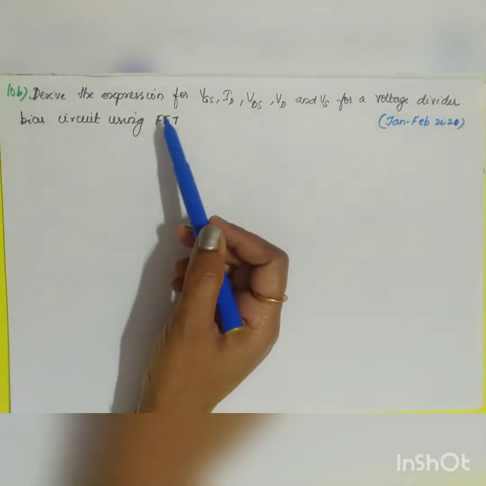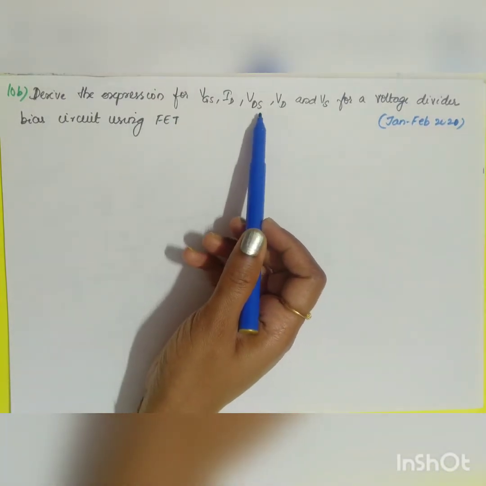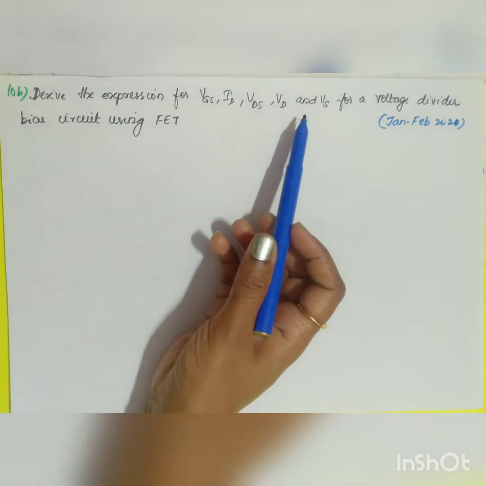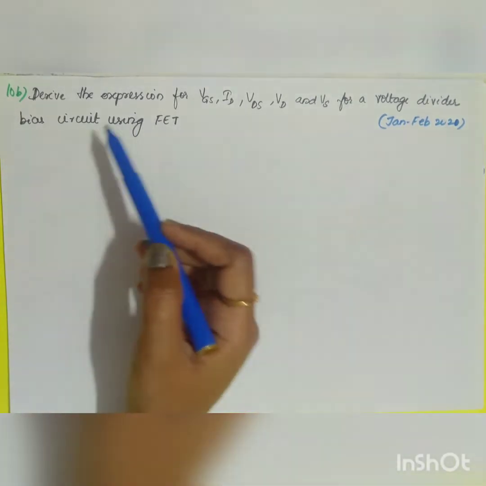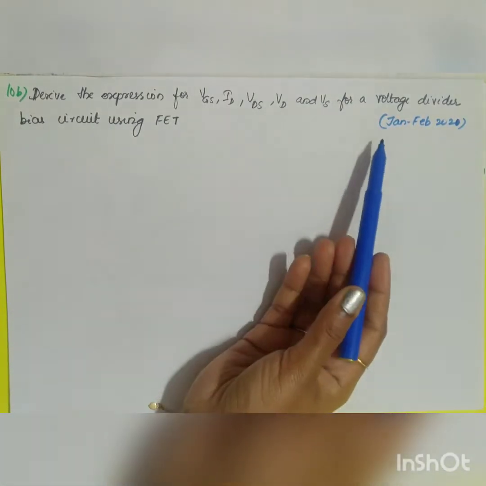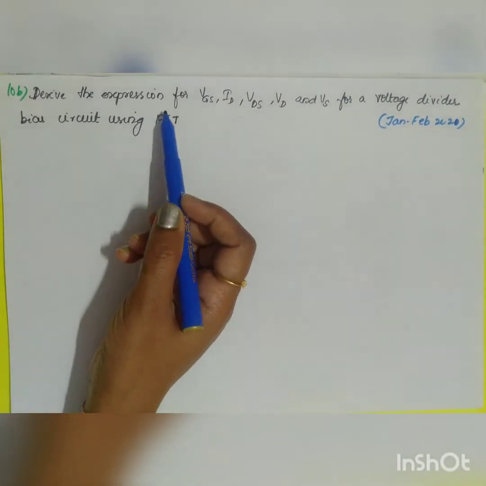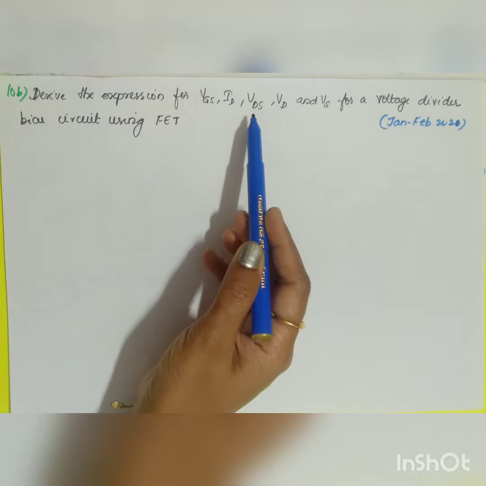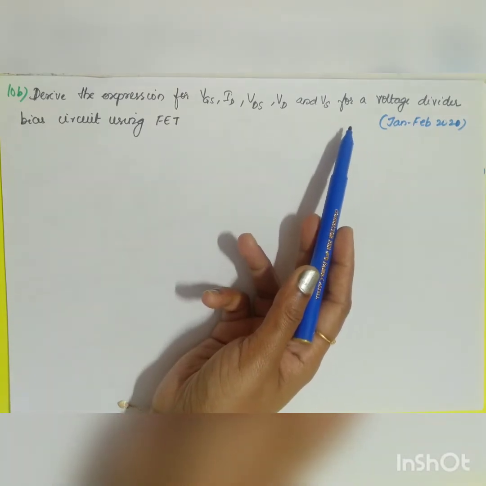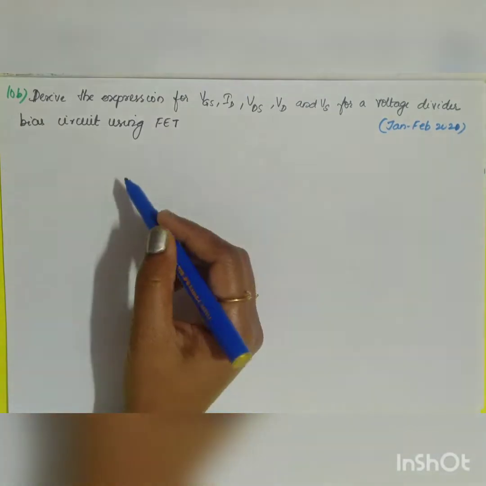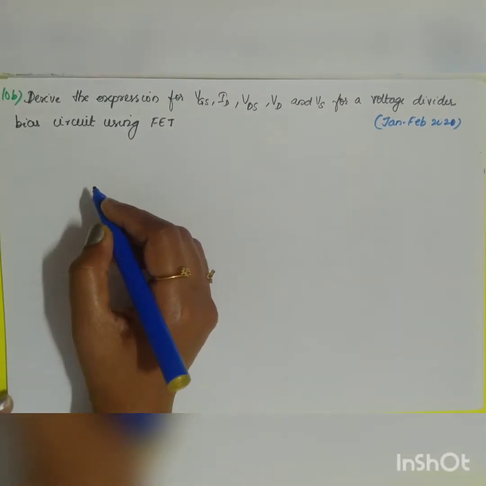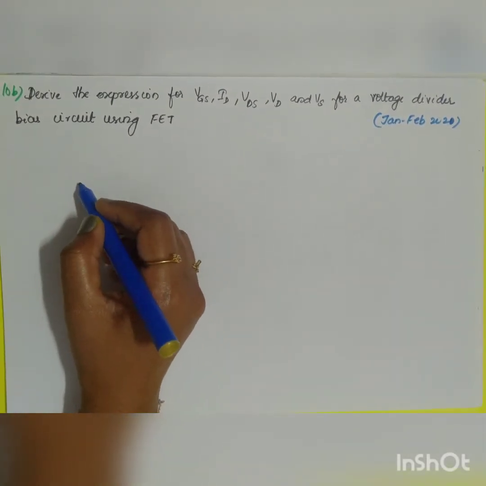So the next question is: derive the expression for VGS, ID, VDS, VD and VS for a voltage divider bias circuit using FET. It is from the January-February 2020 question paper. Okay, so what is given, you have to find out the parameters, and the circuit is a voltage divider biasing of FET. So let me give the diagram of the voltage divider biasing.